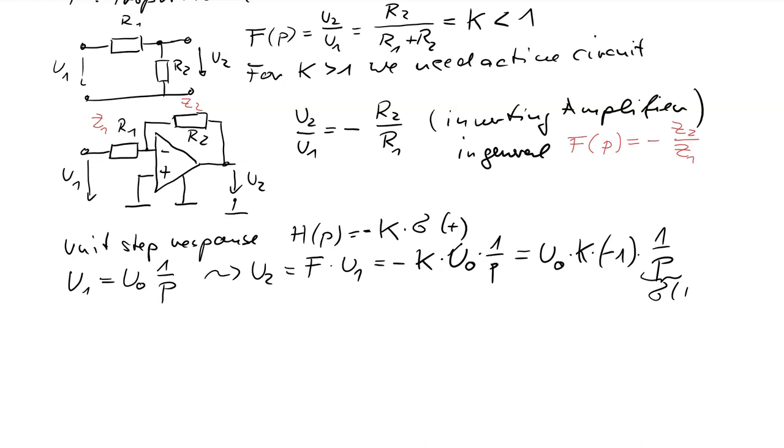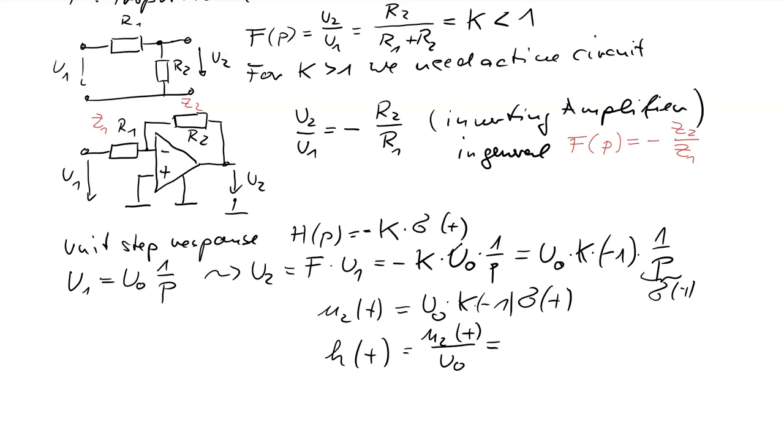If we go back into the time domain, U2 of t is then U0 times K times minus 1 times sigma of t. And the unit step response then, I have to divide by my amplitude. So h of t is U2 of t divided by the input amplitude. Then I have the response on a step with the amplitude 1, which is minus K times sigma of t.